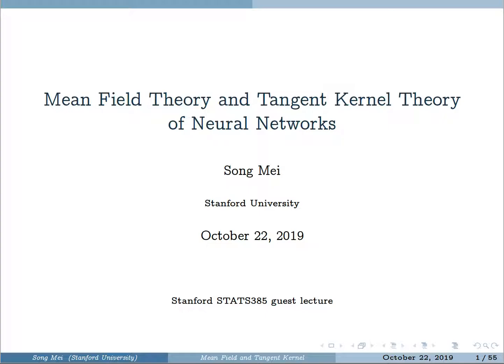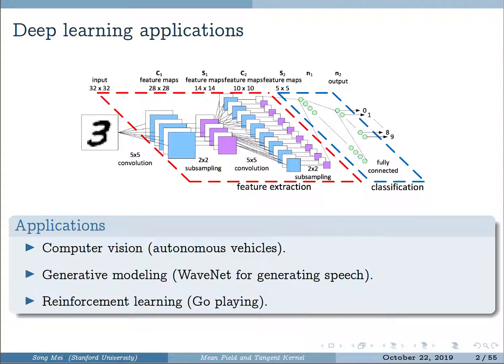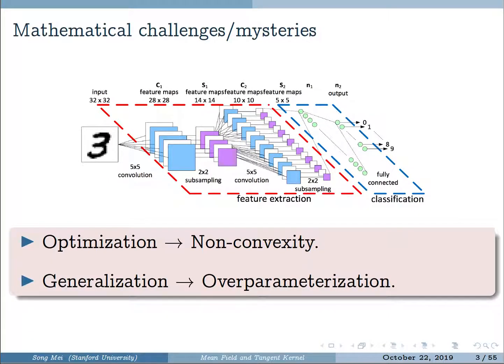I guess everyone at Stanford perhaps took some classes or worked on some projects related to applications of deep neural networks. Deep learning has been applied to many scenarios, including computer vision, generative modeling, and reinforcement learning. Their real-life applications are autonomous vehicles, WaveNet for generating speech, and playing games. Although deep learning is very successful in terms of application, its mathematical foundations are still not well established.